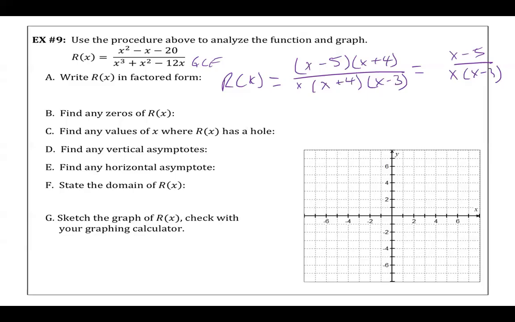Okay, now you're going to find your zeros. Your zeros are going to come from your reduced form. So what was left in my reduced form in my numerator? I'm left with x minus 5, and I'm going to set that equal to 0. So then my x-intercept is at what? So we have an x-intercept at 5, 0.